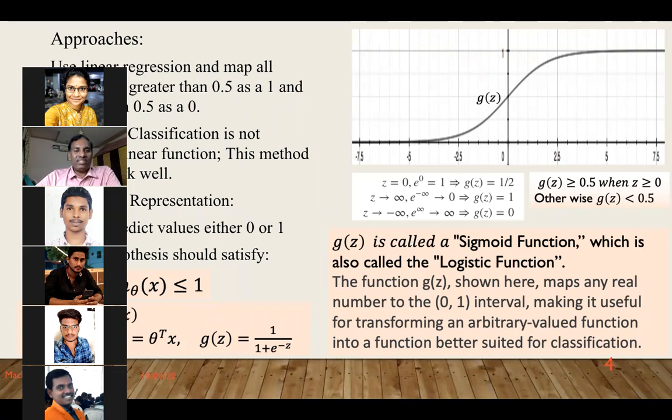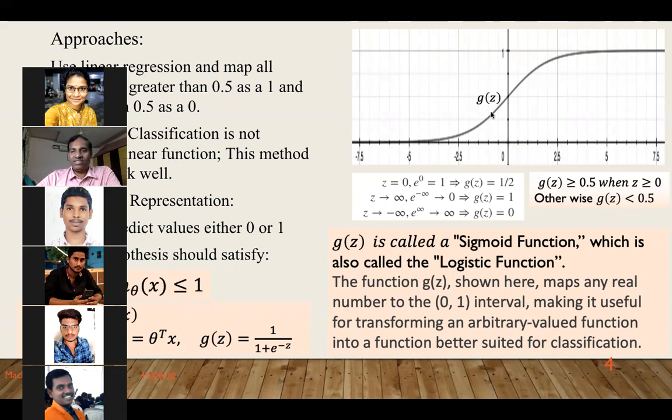Then can we do a linear regression? That is the question now. Use linear regression and map all predictions greater than 0.5 as a 1 and all less than 0.5 as a 0. So it's a simple transformation. Whenever you get more than 0.5 in a linear regression, you assume that is 1, and whenever it is less than 0.5, you assume it is 0. So what is the drawback with this? Classification is not actually a linear function. So this method doesn't work well.